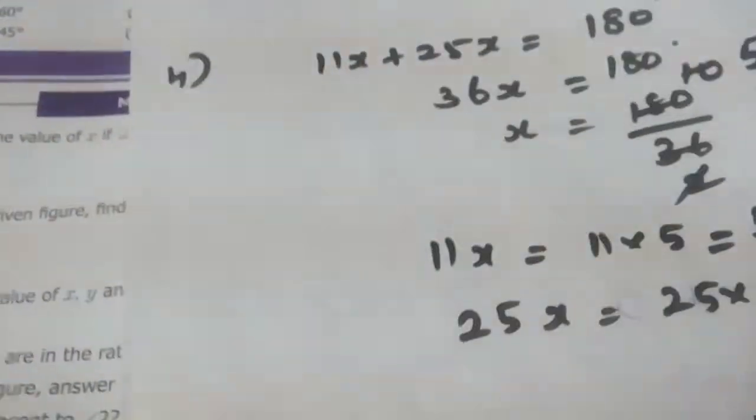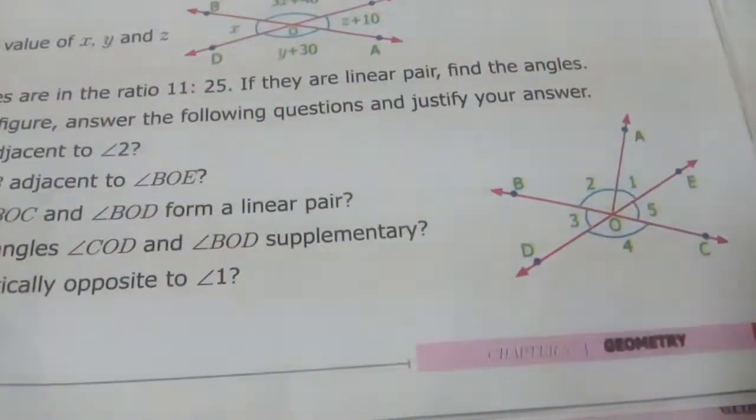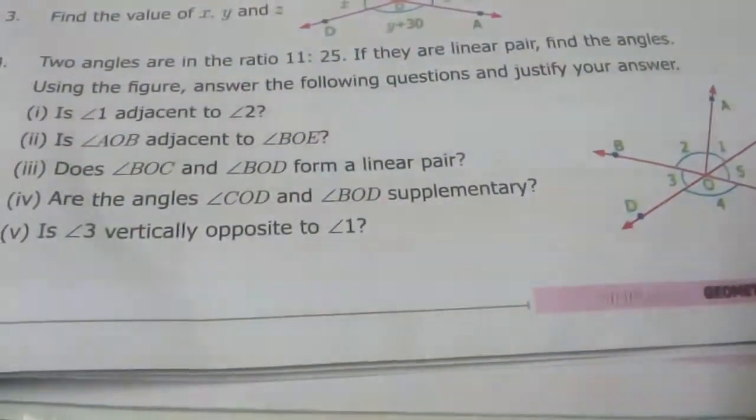Okay. Now the fifth question you can take as homework, because it is very simple. The picture is also given. They are asking whether it is a linear pair, supplementary or adjacent angles. All this we have discussed already. So you can take this fifth question as homework. Is it clear? Okay.